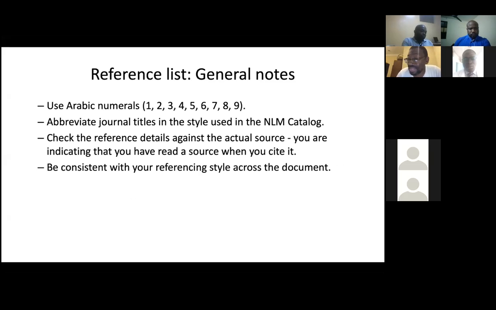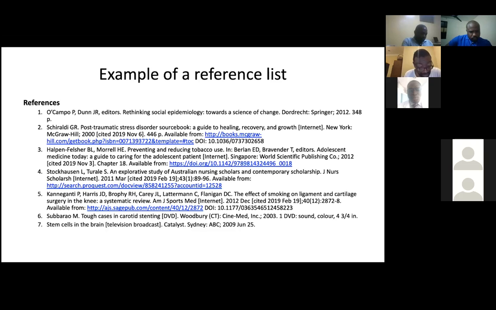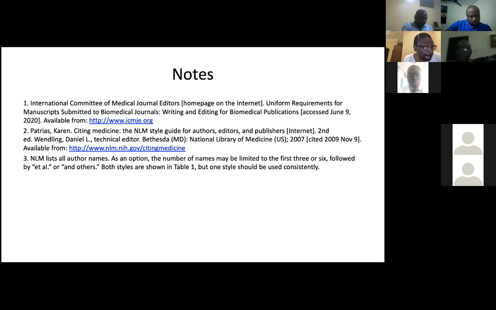So basically what we are saying here is that whatever you are referencing, you should make sure that you have read it. And then you should be consistent in your referencing style across the document. So here we see an example of a reference list. Typically by the time you create a reference list, you're going to have something like this. So are there any questions at this point?